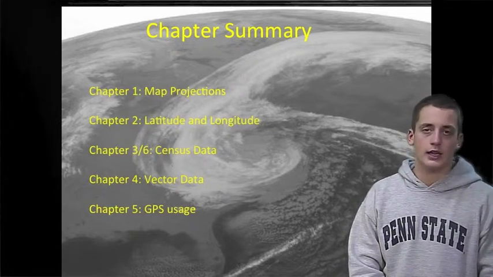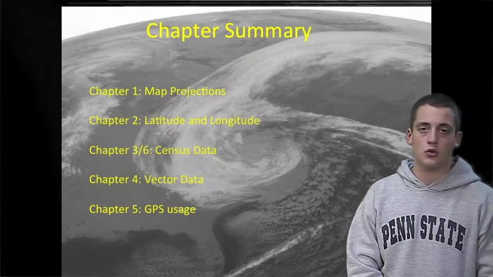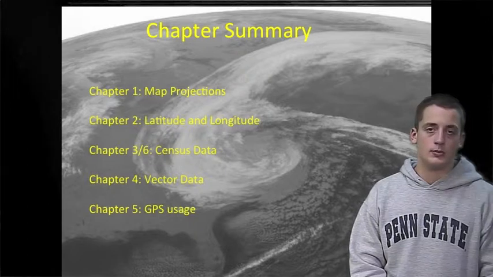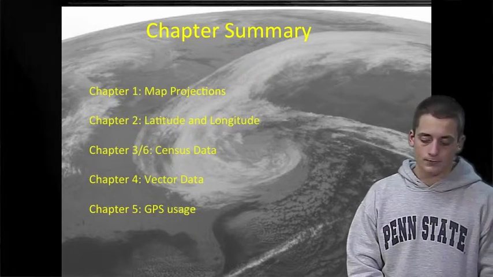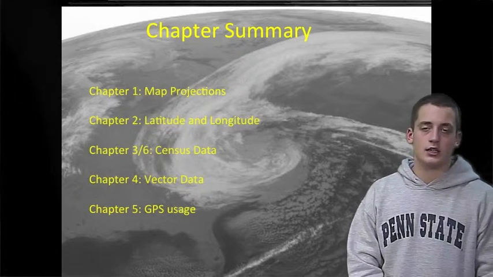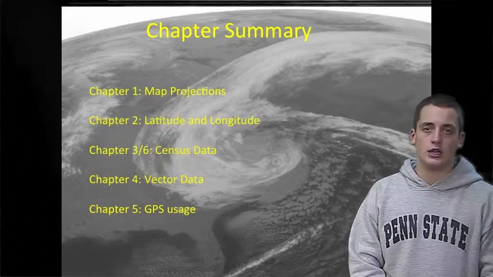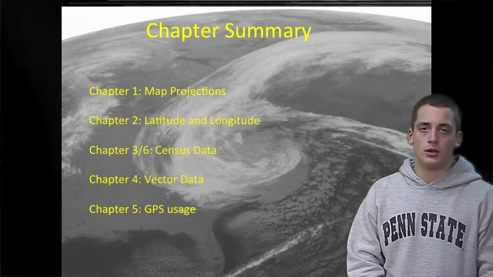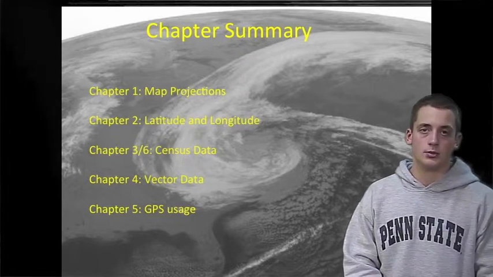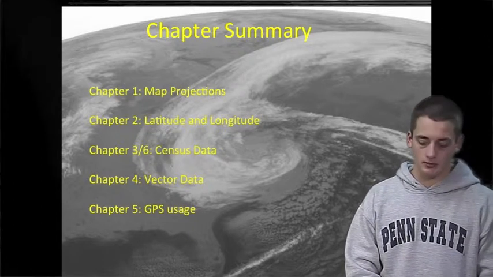Chapter 2, we talked about latitude and longitude and how meteorological data can be correlated with latitude and longitude coordinates in order to predict where this storm is heading, where it's been, and where it currently lies. Chapters 3 and 6 covered census data, and census data is important because it gives us the ability to analyze what type of people the storm affected in terms of financial status, and whether they will come back after the recovery effort has been completed.